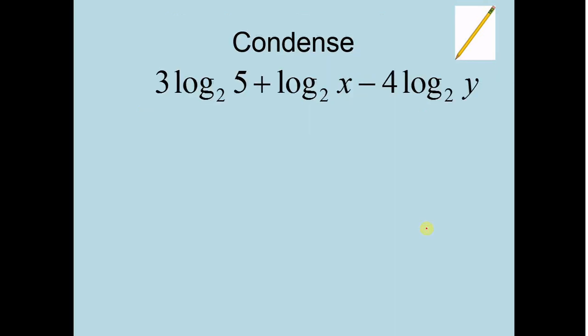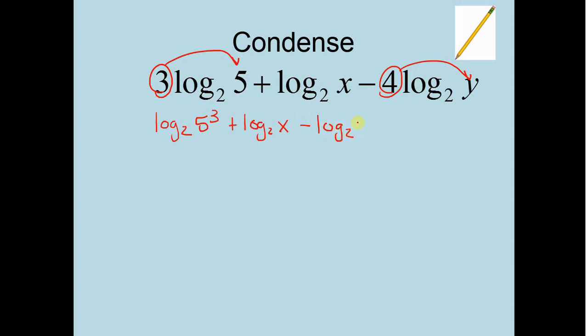Big behemoth. This guy is huge. So let's start looking at it. First things first. Take care of the things that should be powers. So this 3 and this 4. Take care of them first. That guy's going to go there, and that guy's going to go with that one. So I'm going to have log base 2 of 5 to the third plus log base 2 of x minus log base 2 of y to the fourth.